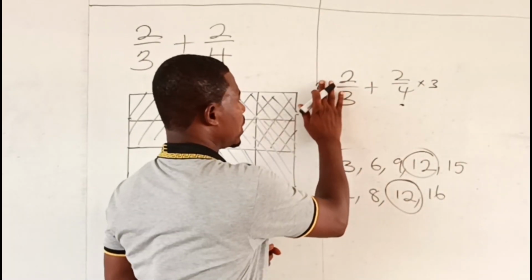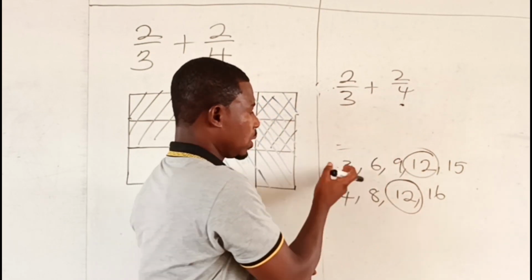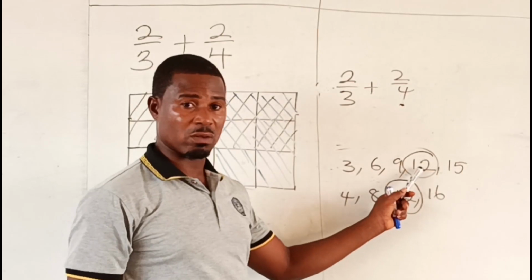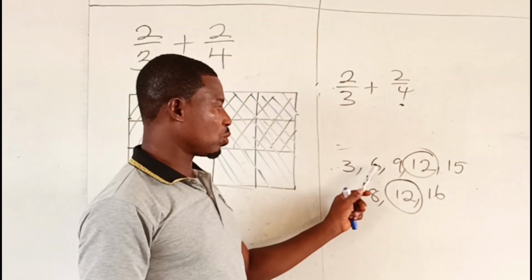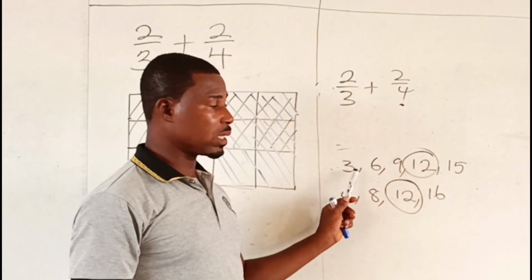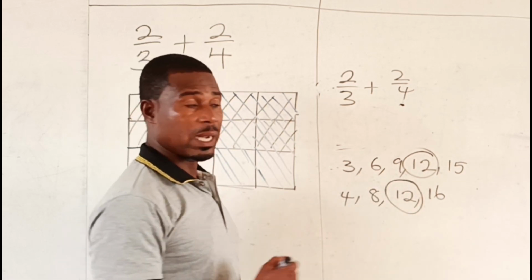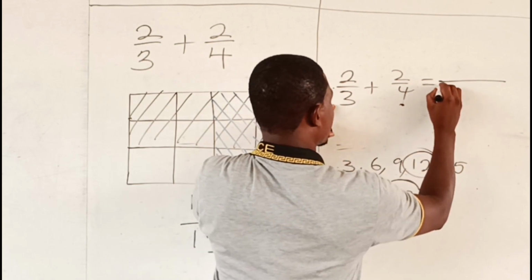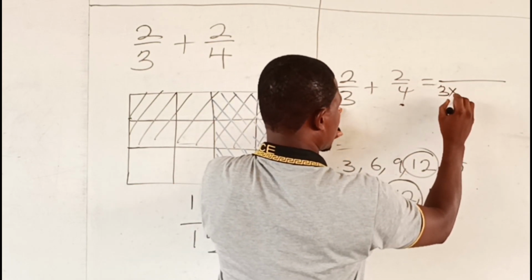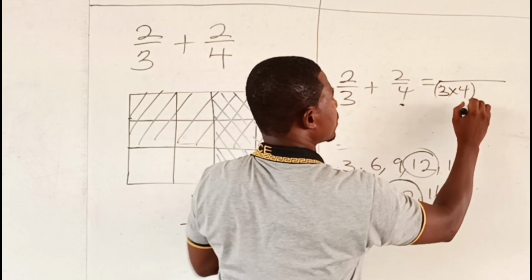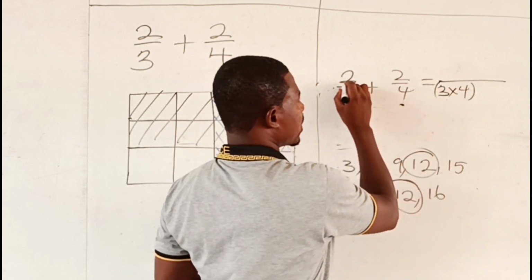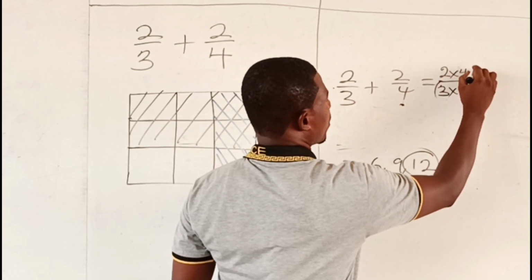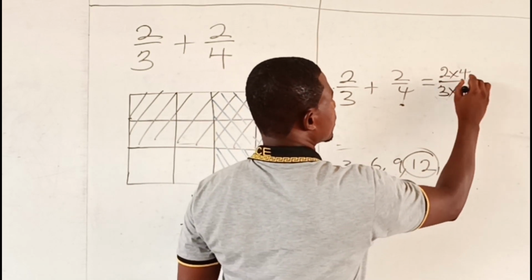Now, if we have 12 here, let's ask ourselves, 3 times what will give us 12? When we count 1, 2, 3, 4. So 3 times 4 will give us 12. And so we can do this. We have 3 times 4. We do the same thing for this, 2 times 4.